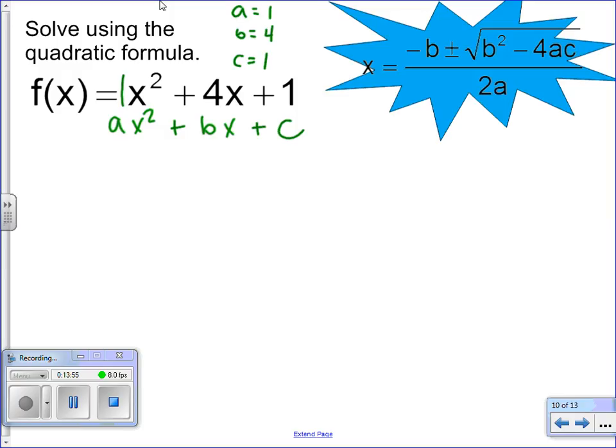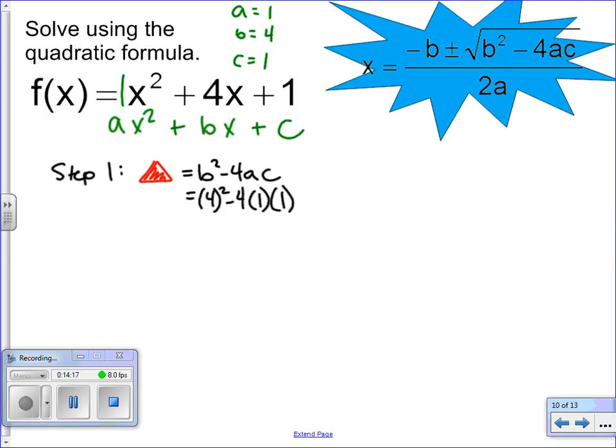Okay, so we're going to do step 1, which is to calculate our discriminant, which we're going to use the notation of the red triangle. And we're going to do b squared minus 4ac. So that would be 4 squared minus 4 times 1 times 1.